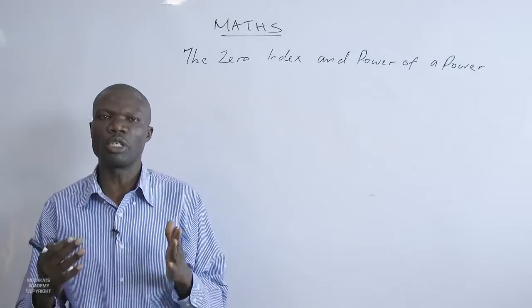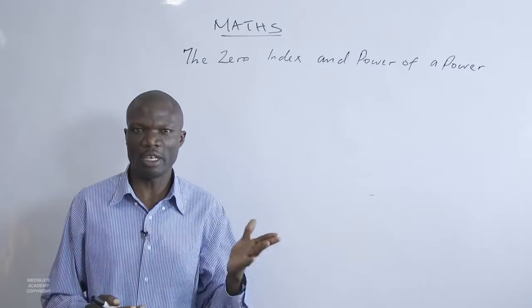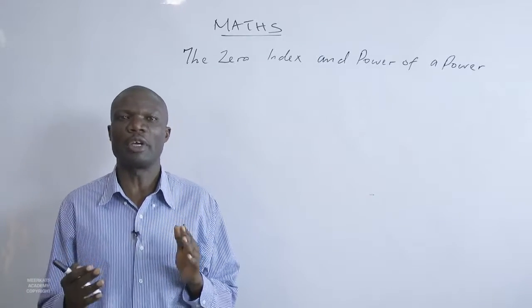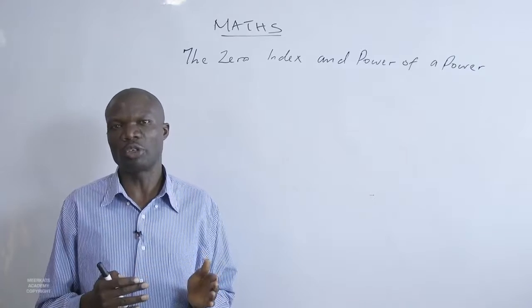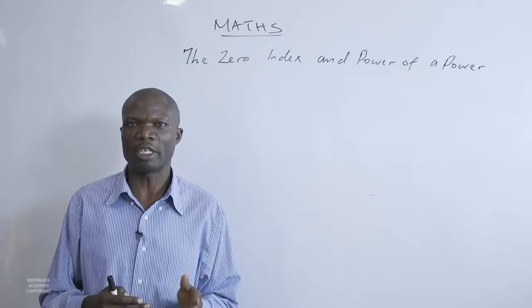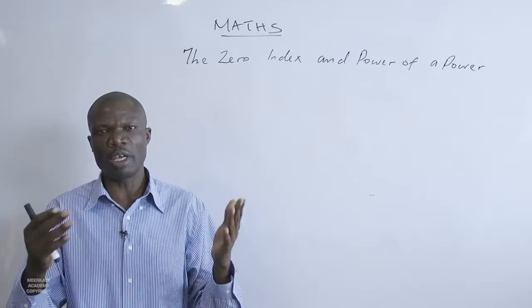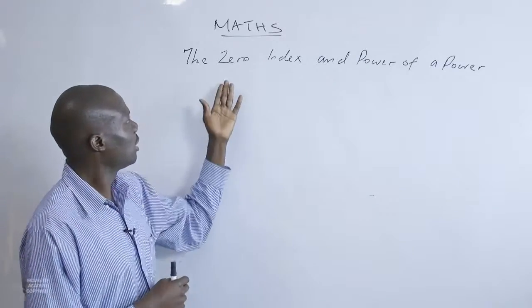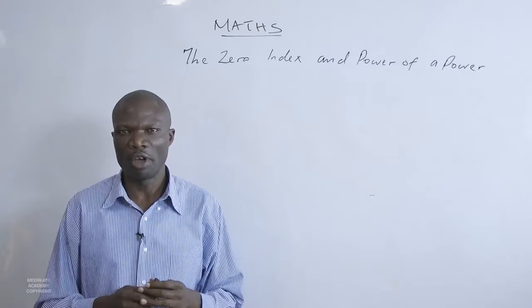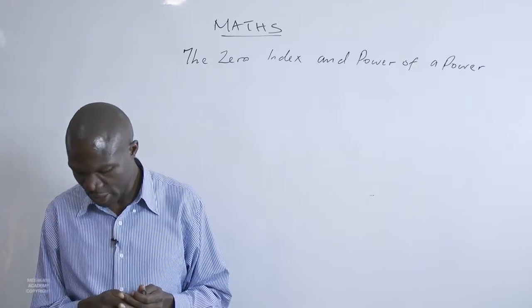Previously in the lesson, we saw the behavior of powers when we are adding, multiplying and dividing. That's when we looked at the laws of indices for multiplication and division. Currently, we want to look at the behavior of the zero index. How does it behave and how is it treated? I want you to consider this.